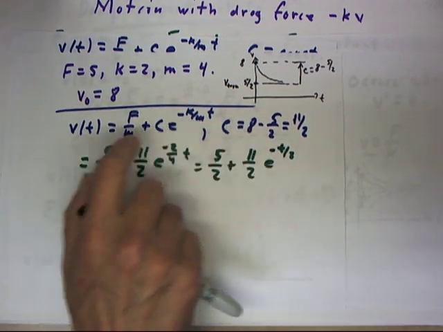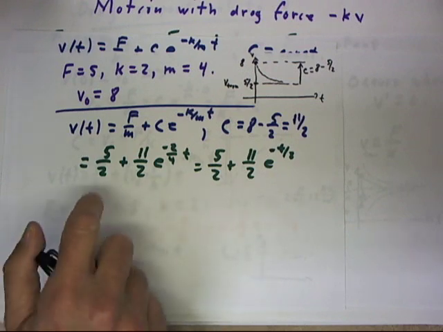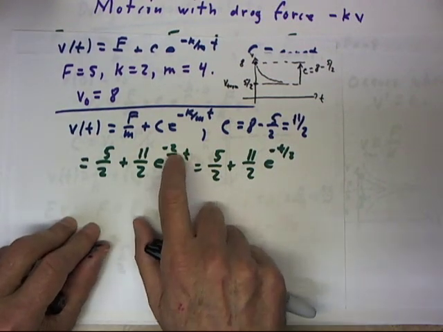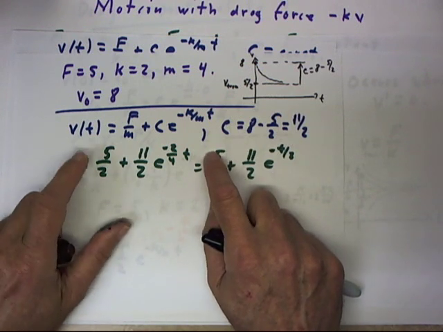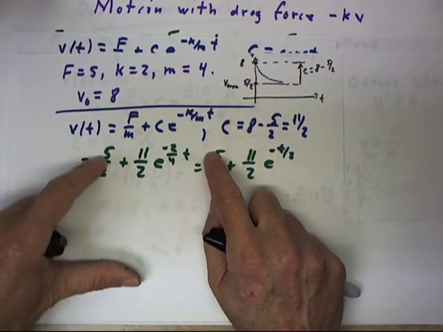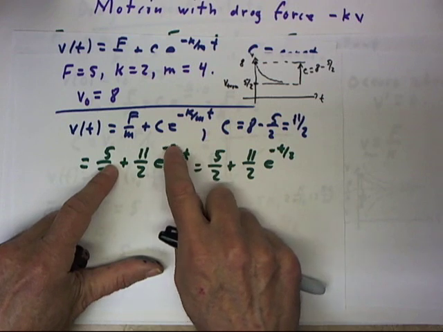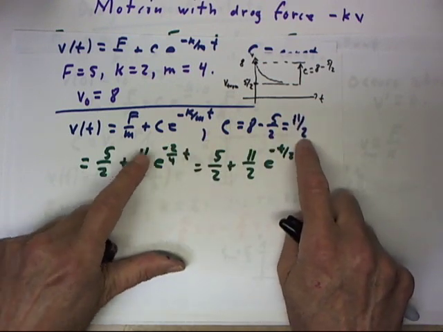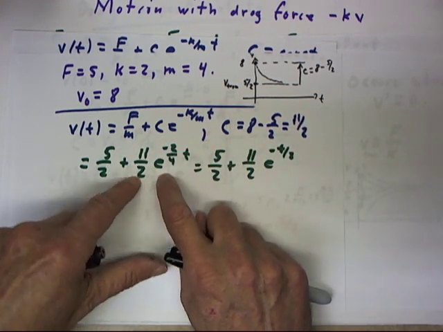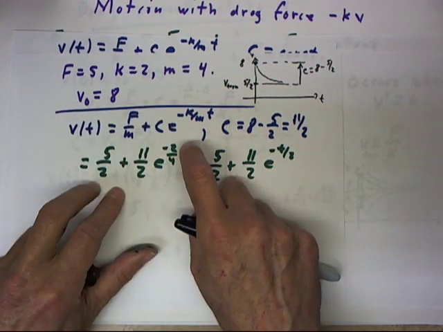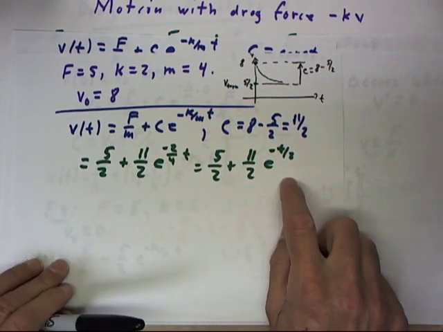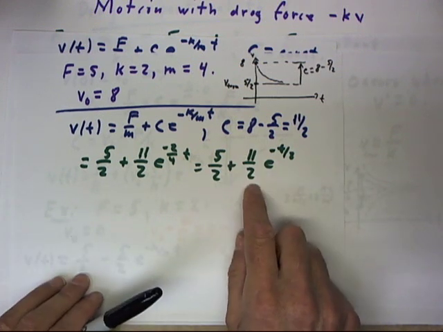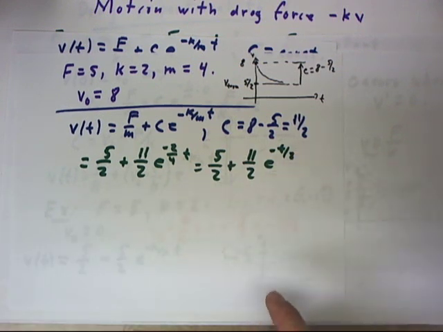With this value of C, our solution becomes 5 halves plus 11 halves e to the negative 2/4 t, and all we're doing is we're substituting. We've got the 5 halves for the F over K. The C, as we've seen, is 11 halves, and it's e to the negative K over m t with K equal to 2 and m equal to 4. The solution comes out 5 halves plus 11 halves e to the negative t over 2.